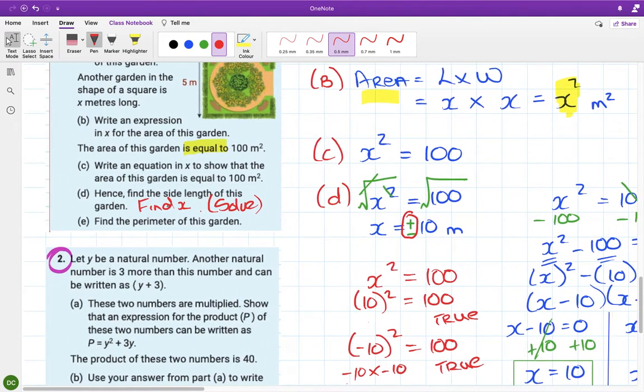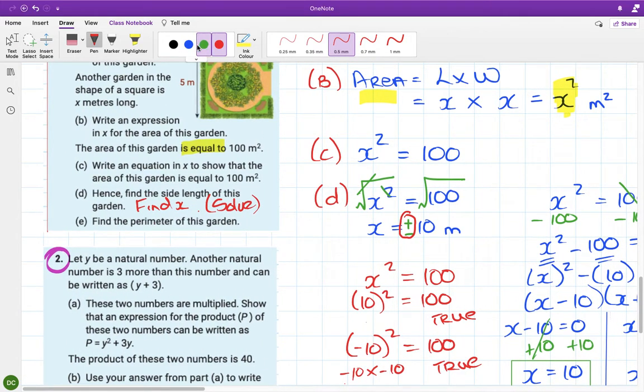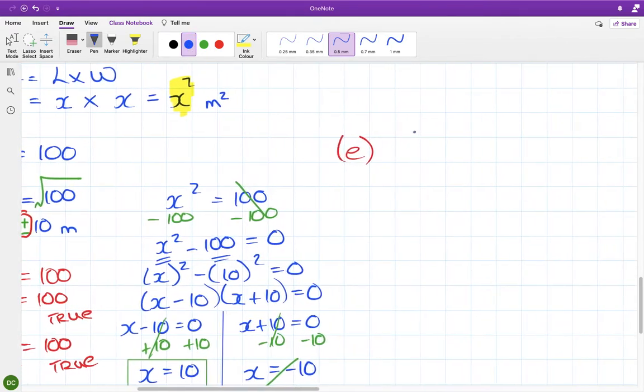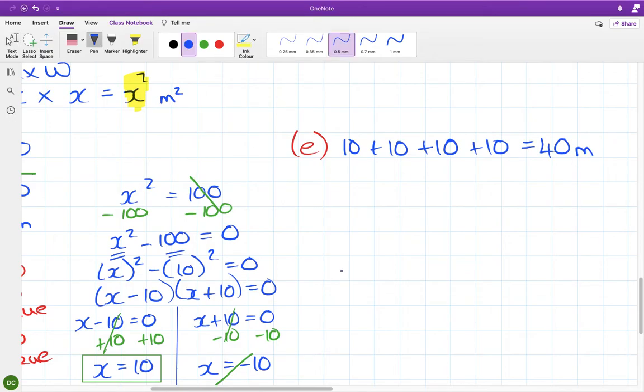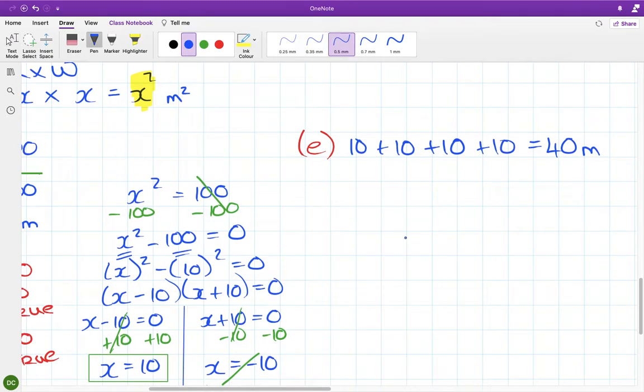So anyway, the answer is 10. And then find the perimeter of the garden. If it's 10 across the top and 10 down the side and 10 across the bottom and 10 up the other side, it's going to be 40 meters in perimeter. Yeah, 10 on each side.